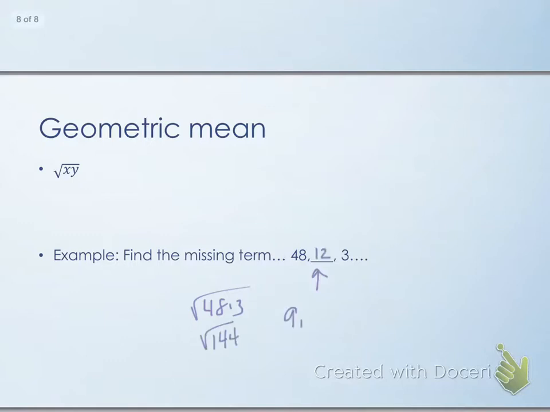Or you could do the route where a sub 1 is 48, a sub 3 is 3. You plug it into your explicit equation because you don't know what's occurring before 3 or before 48, and solve it, and you'll get the exact same answer. This is just a shortcut in case you wanted to do it. But you can only be missing one term to do it.